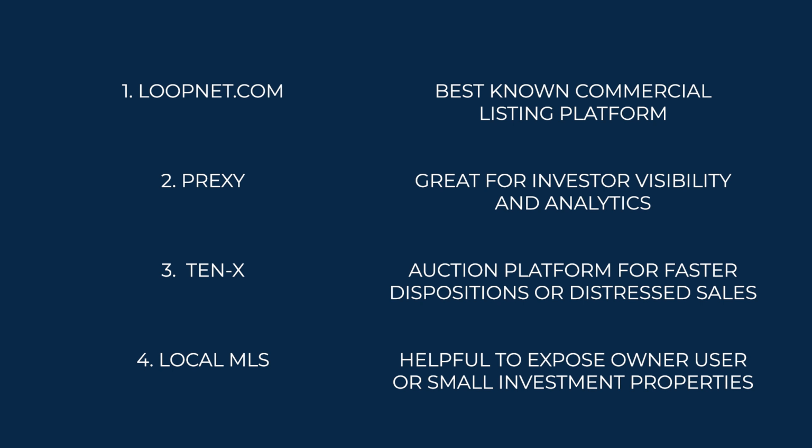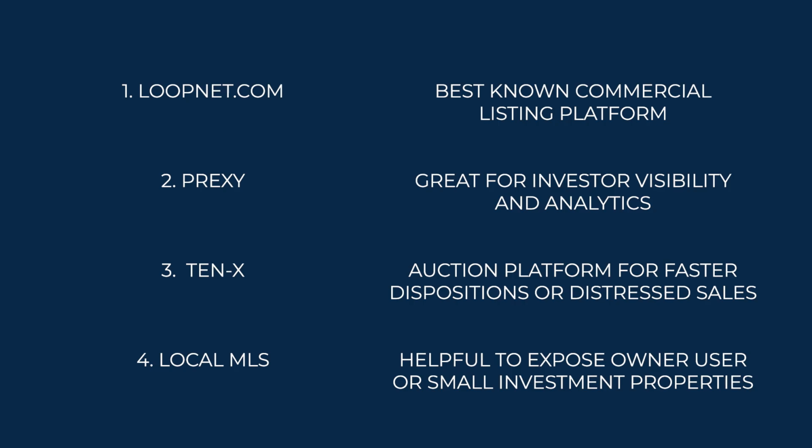LoopNet.com. If you're in commercial real estate, you already know of this, but this is the best known commercial listing platform. It has the most properties out there that people are going to be looking at for sale or for lease. Your property must be on LoopNet. Crexi. It's great for investor visibility, analytics. It gives you a lot of great data. We use Crexi quite often at my firm, Patriot Holdings, to research properties.